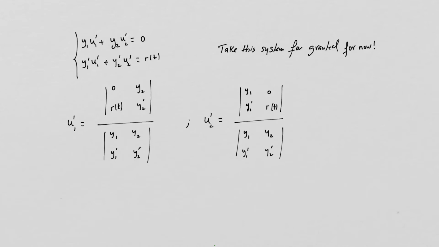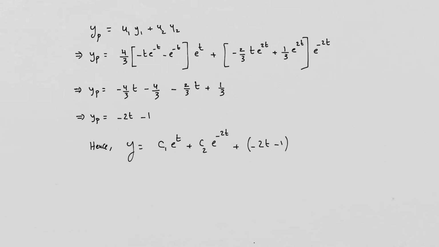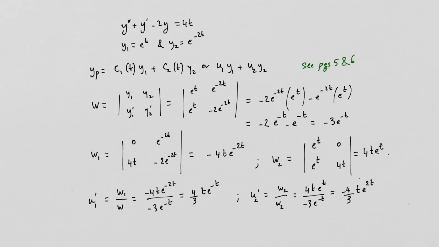Notice that my so-called variables, I'll put them in green, are U1 prime and U2 prime. Notice we're looking for U1 and U2. Y1 and Y2 are known. I know they're not constant, but they're known. We're not looking for Y1 and Y2. We're looking for U1 and U2.